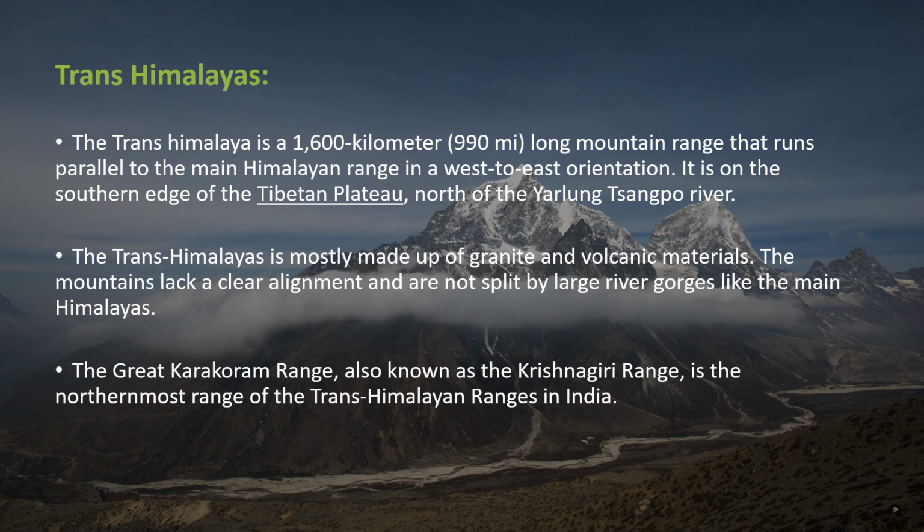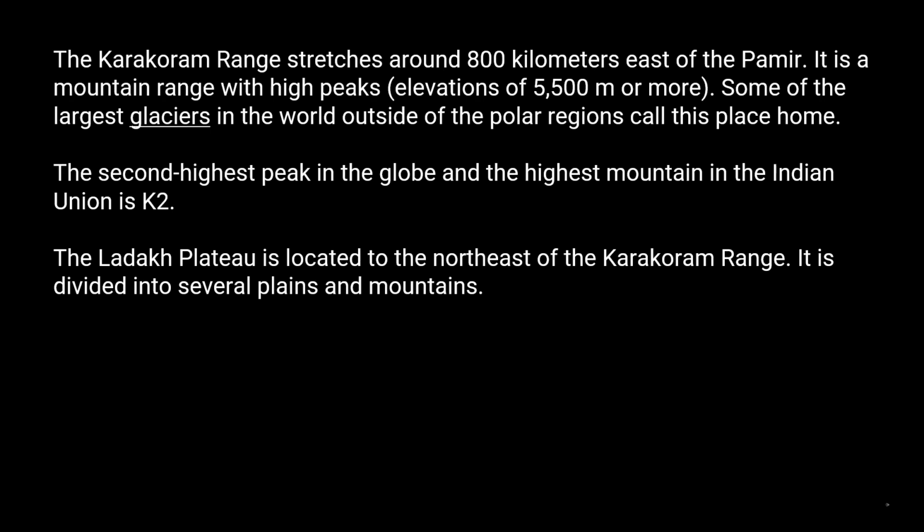The Great Karakoram Range, also known as the Krishnagiri Range, is the northernmost range of the Trans-Himalayan ranges in India. The Karakoram Range stretches around 800 km east of the Pamir. It is a mountain range with high peaks, elevations of 5,500 meters or more. Some of the largest glaciers in the world outside of the polar regions call this place home. The second highest peak in the globe and the highest mountain in the Indian Union is K2. The Ladakh Plateau is located to the northeast of the Karakoram Range. It is divided into several plains and mountains.